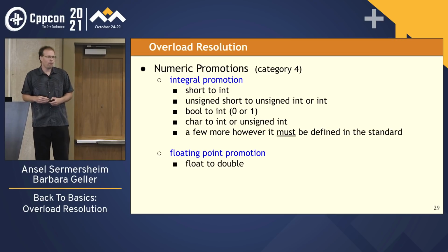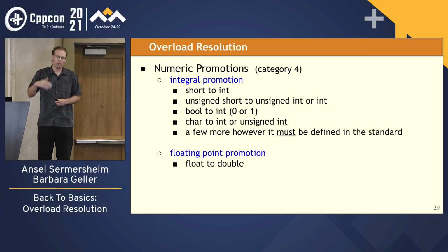So category 4 of the ranked conversions is integral promotion. And these are things like short to int, unsigned short to unsigned int. And recall, integral promotion is a higher rank than integral conversion. So the promotions are preferred. There's a lot of integral promotions, but they are defined explicitly in the standard. They are laid out of what constitutes a valid conversion. Floating point promotions are even easier. There's one, float to double. That's it.